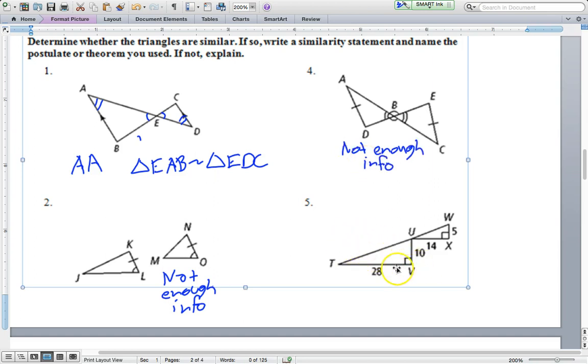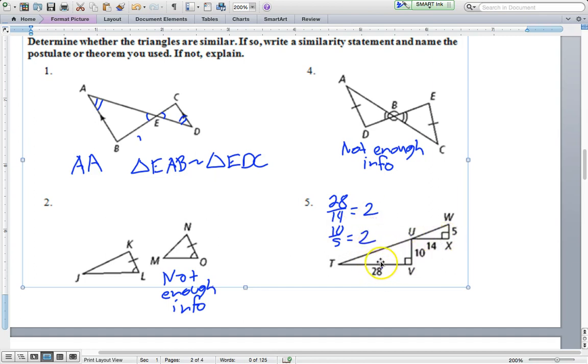Let's look at number 5. So here they gave us some actual side lengths. We know these angles are congruent because they're 90-degree angles. So let's check the sides and see if they're proportional or not. We've got 28 over 14, for the big triangle, which equals 2. Now look at the other side, 10 over 5. That's also 2. So the sides are proportional.